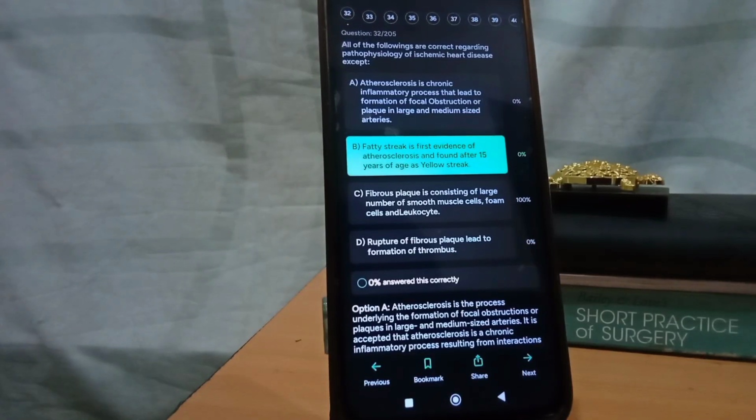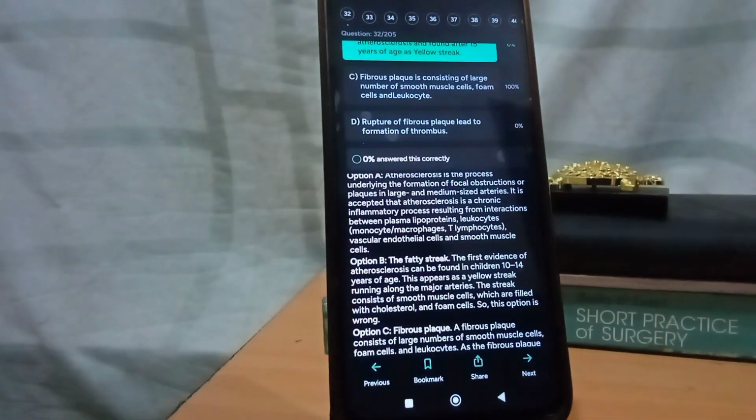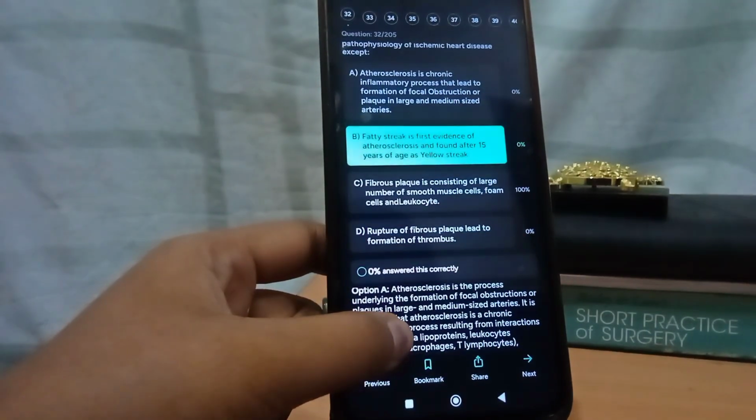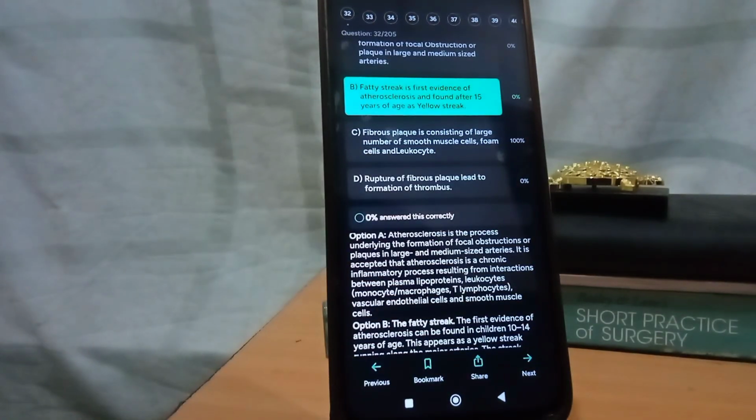Fibrous plaque consists of large numbers of smooth muscle cells, foam cells and leukocytes, and rupture of fibrous tissue leads to formation of thrombus. So the option is A. Atherosclerosis is a process underlying the formation of focal obstruction or plaques in large and medium-sized arteries. It is accepted that atherosclerosis is a chronic inflammatory process resulting from interaction between plasma lipoproteins, leukocytes, monocytes, macrophages, T lymphocytes, vascular endothelial cells, and smooth muscle cells.